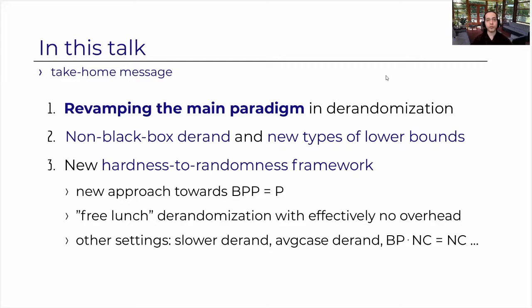And we're going to introduce a new and general framework for hardness versus randomness of the non-black box type, which in particular would yield conclusions such as P equals BPP, and a free lunch derandomization with effectively no overhead at all, and various other settings: slower derandomization versus weaker lower bounds, average case derandomization of limited circuits, and so on.